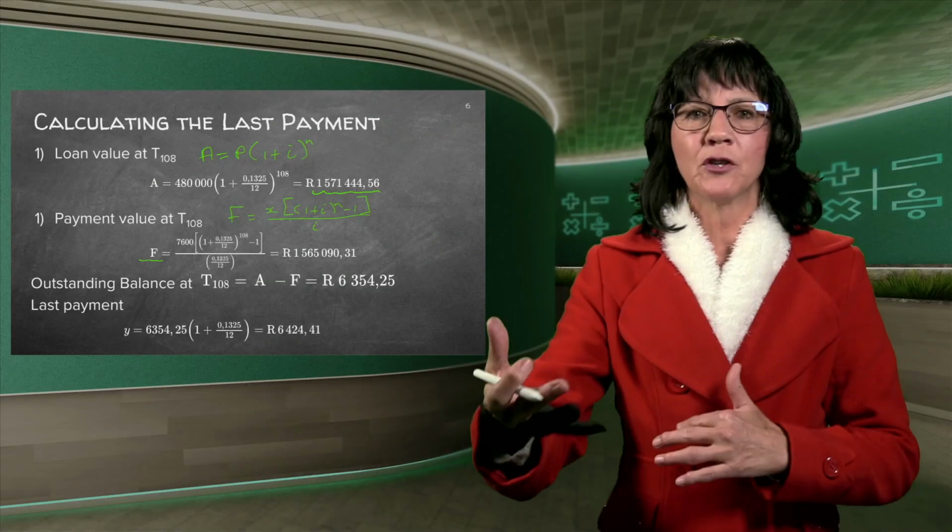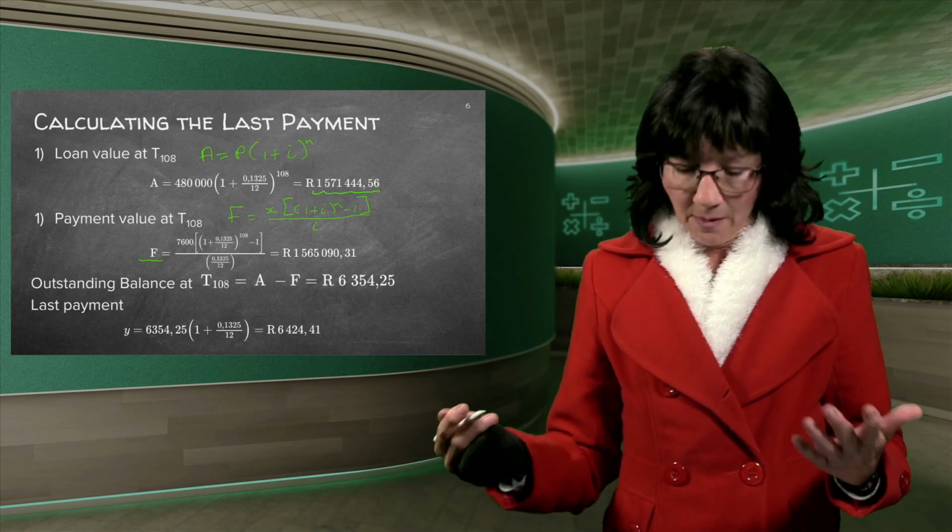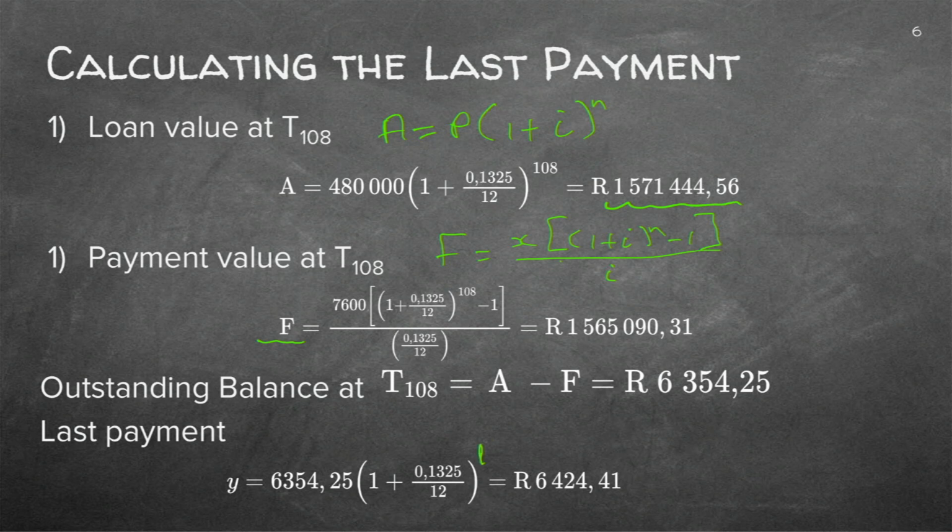And then if you subtract the two from one another, you will see what is the balance that is still outstanding. But then it will always only be for 1 month. Then you use the normal formula. A is equal to P(1 + i)^n. And that n, because it's only 1 month, and you're using only the last month for your formula, will be only 1.